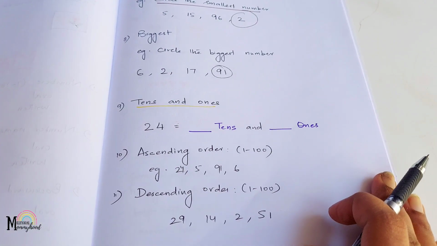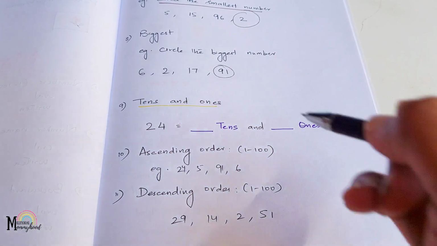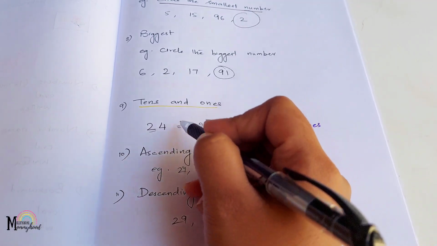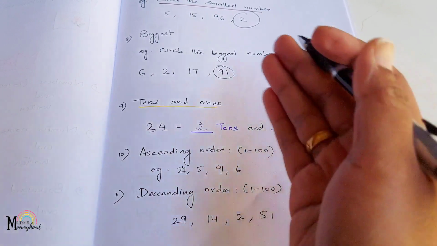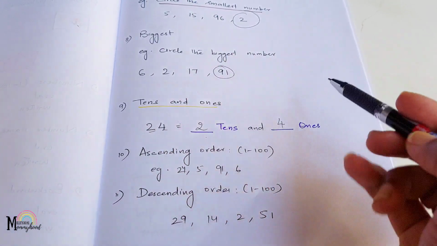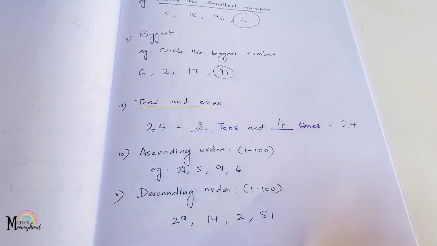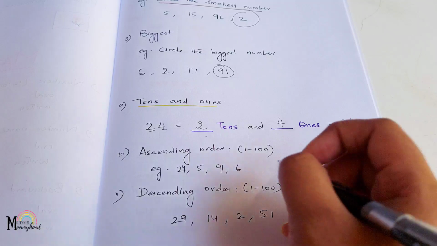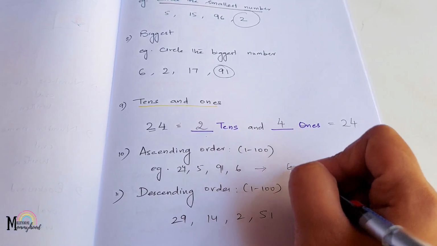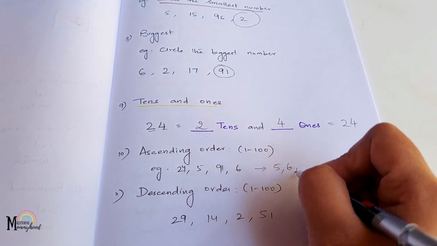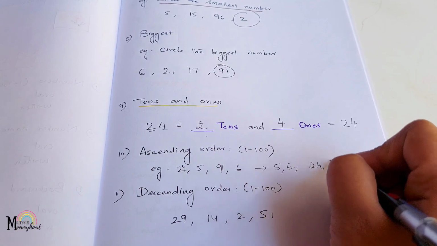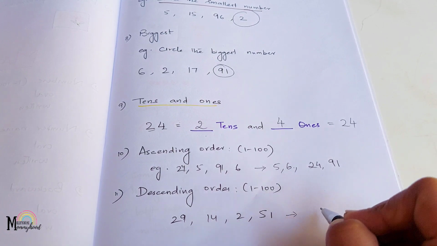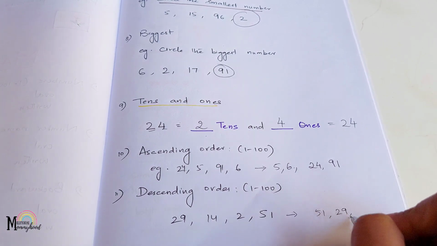After this, they will be taught about tens and ones for two-digit numbers. For example, 24, the first number will be in tens and the second one will be in ones. So we say 2 tens and 4 ones. The reverse is also asked. For example, 2 tens and 4 ones will make which number? So you have to write 24. Then comes ascending order from 1 to 100 only, where they have to arrange the numbers from smallest to biggest number. Then comes descending order again from 1 to 100, wherein they have to arrange from bigger number to smaller number.